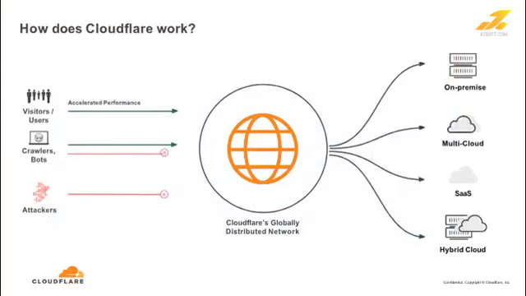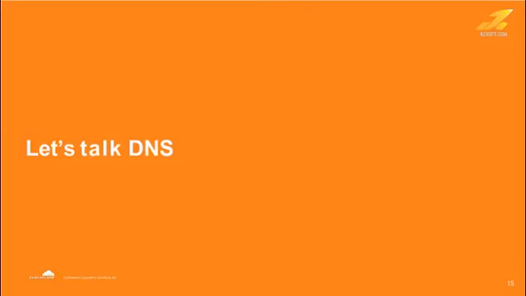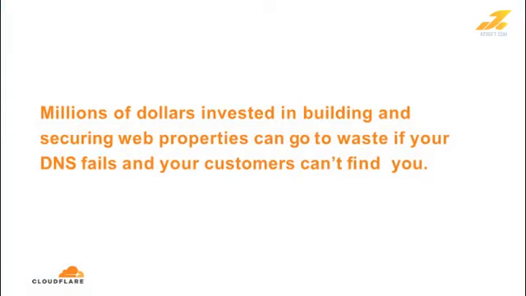How does Cloudflare work? With a reverse proxy, setup is a DNS change. Without Cloudflare, an origin is exposed to visitors and attackers. With Cloudflare, all requests route to the nearest data center via anycast and proxy to the origin. Let's talk DNS. Millions of dollars invested in building and securing web properties can go to waste if your DNS fails and your customers can't find you.